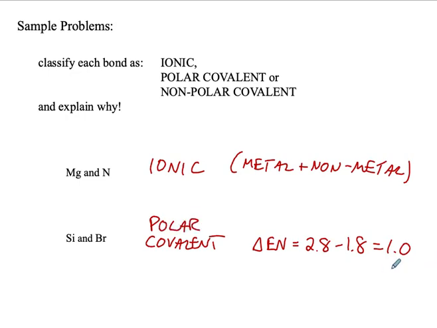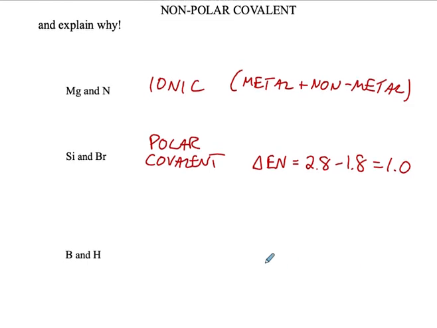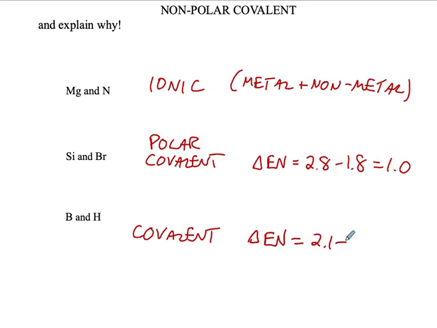And in my final example, I'm going to look at the bond formed between boron and hydrogen. Boron is a metalloid, hydrogen is a nonmetal. So again, we have two nonmetallic elements, so I'm going to broadly classify this as a covalent bond. And then to determine whether it's polar or nonpolar, again, I'll calculate the electronegativity difference. Delta EN, hydrogen has an electronegativity of 2.1, boron has an electronegativity of 2.0, so the difference is only 0.1, which is a small electronegativity difference. Therefore, I will classify this as a nonpolar covalent bond.